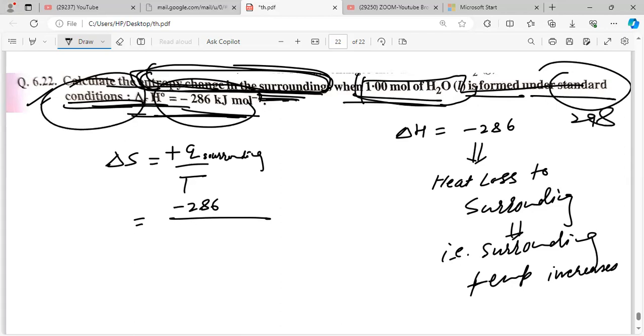298 Kelvin. Sir, you told it will be positive, but sir, you wrote minus. No, 286 is positive. Yeah, positive. Sorry, 298. So delta S, what will it be? If you are writing the unit, it is kilojoule mole inverse, and here is Kelvin. So if you divide this one, how much will it come?